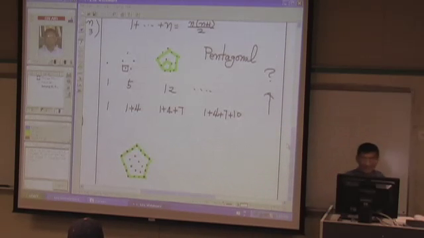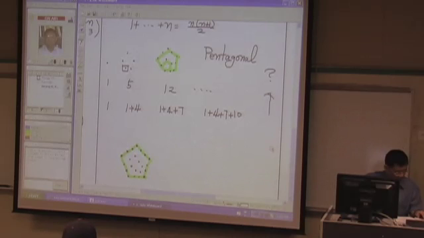And people calculated it and got the conclusion like this. The conclusion is this: n(3n minus 1) over 2.